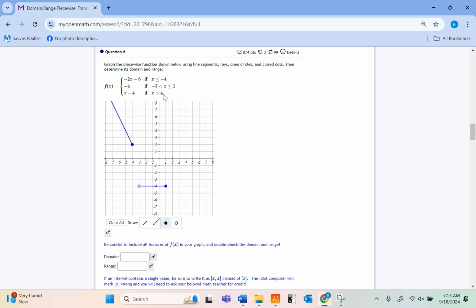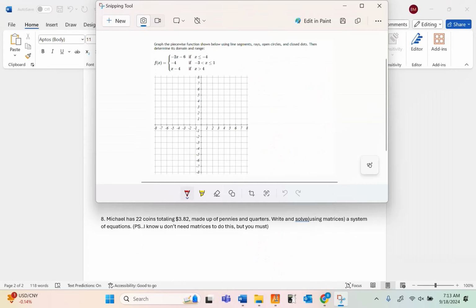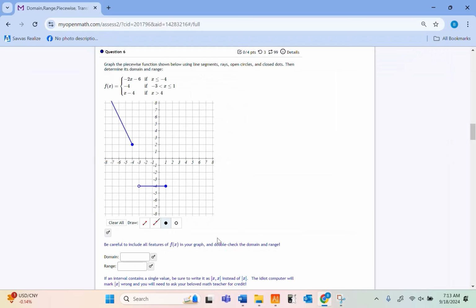And then we had the last piece, which is a ray. It says x is bigger than 4. It's going to go to the right forever. And I believe the points were (4, 0) and (5, 1). Yeah, they were (4, 0) and (5, 1). Going to have to use a ray, (4, 0), (5, 1). And we have an open dot here.